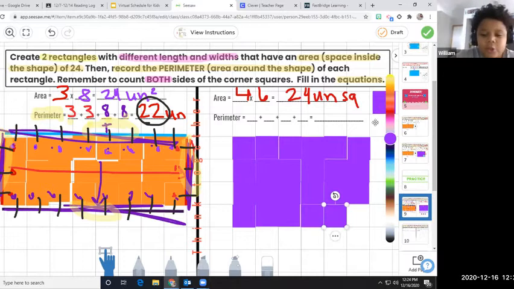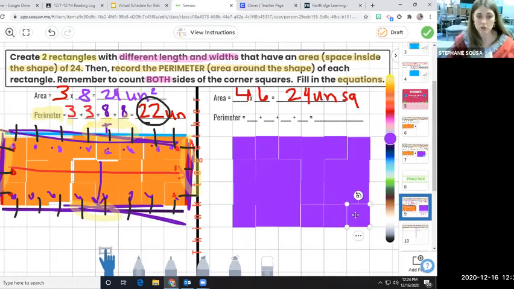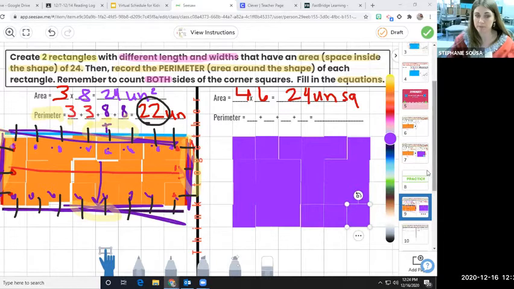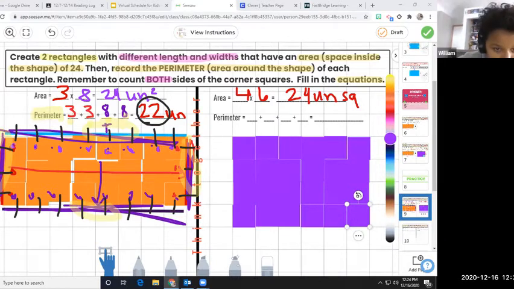Do we have to do the same as what you're doing? What dimensions did you do? I did columns of 6 and then rows of 4. Yes. Yep, that's fine. So if your rectangle looks like it's on its side from what I'm doing, that's okay. Remember, right now I'm Miss Sousa. If I were to do a flip and stand on my head, I would still be Miss Sousa. So the direction of your rectangle does not matter. It's just the dimensions.